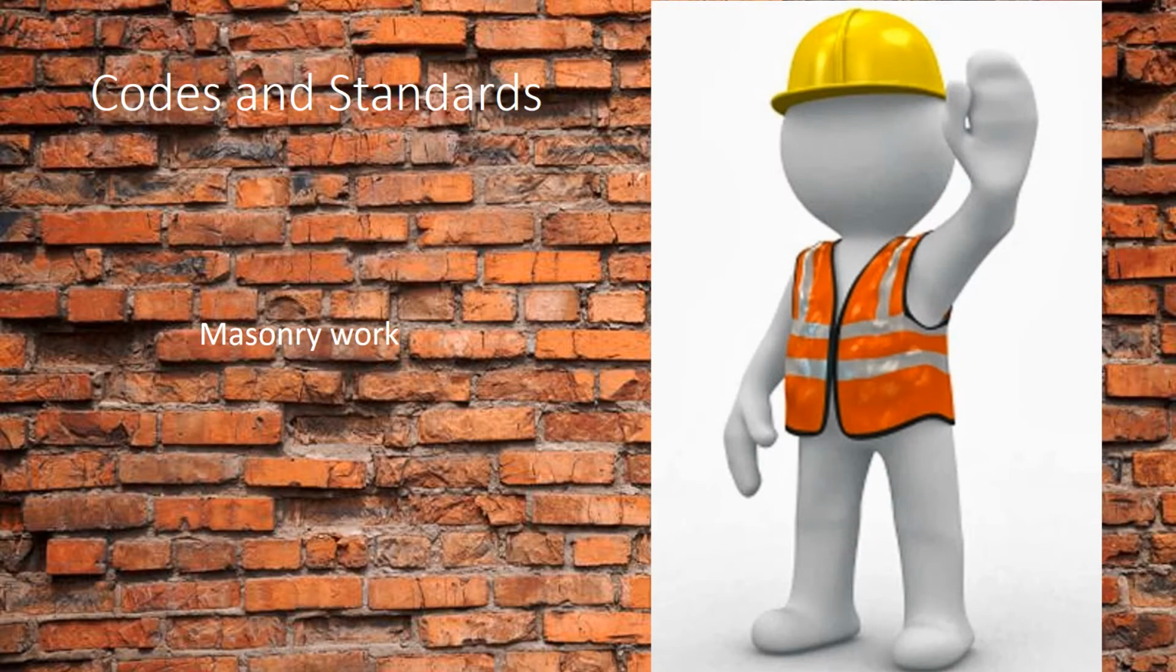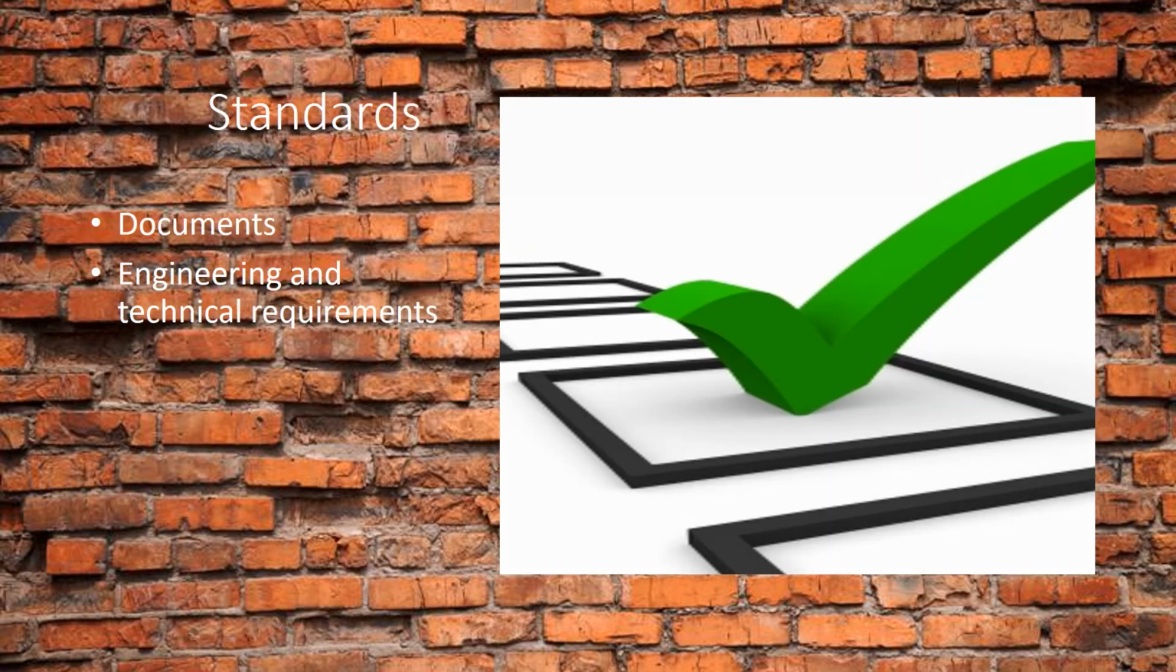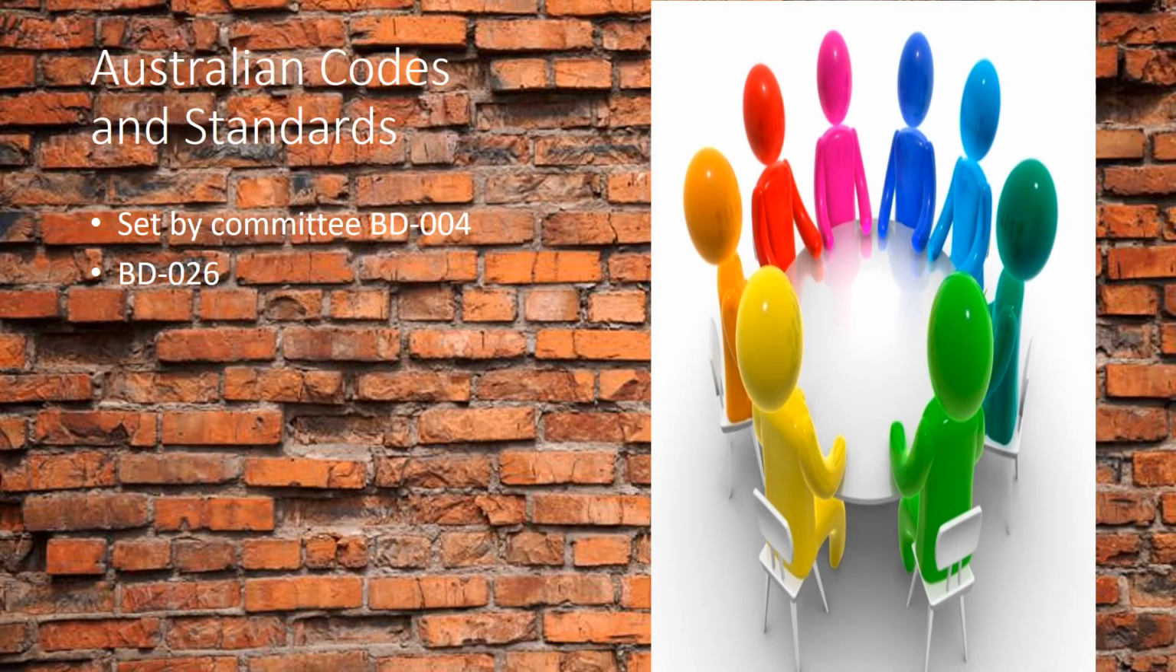Codes and standards for masonry work. Codes are generally the top-tier documents providing a set of rules that specify the minimum acceptance level of safety for manufactured, fabricated, or constructed objects, while standards are the documents that establish engineering or technical requirements for products, practices, methods, or operations. Australian codes and standards are set up by Australian Committee BD004 and Australian-New Zealand Combined Committee BD026.